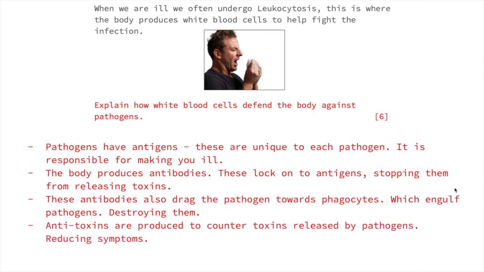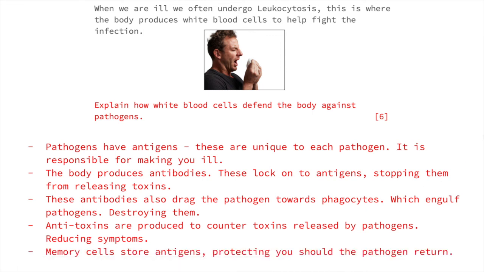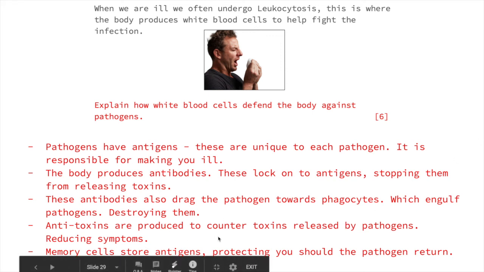Then show that you know the other stage, antitoxins, counter the toxins, and this reduces symptoms. This makes you feel better. So we've got four bullet points there, but we've got lots and lots of marks from doing that. We're showing lots of technical language, showing that we really understand what's going on. And then memory cells store antibodies, protecting you should the pathogen return. We've shown that we know what immunity is, that you're unable to get that disease again in the future. That shouldn't be antigens, should it? Should be antibodies.